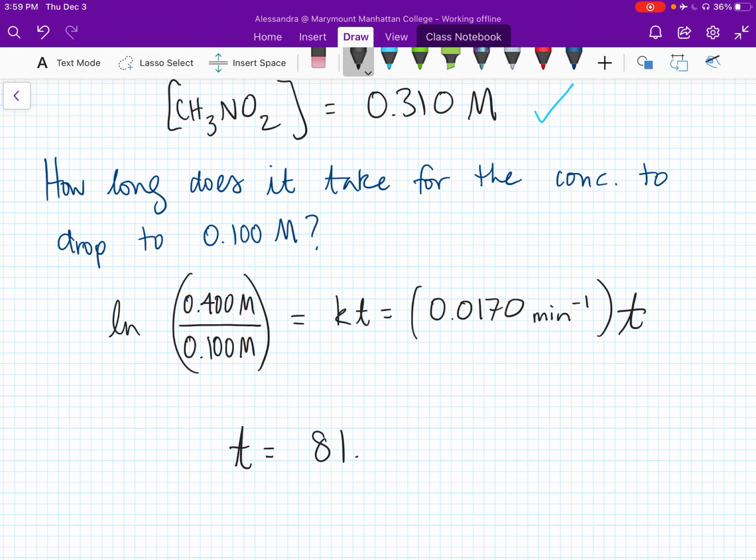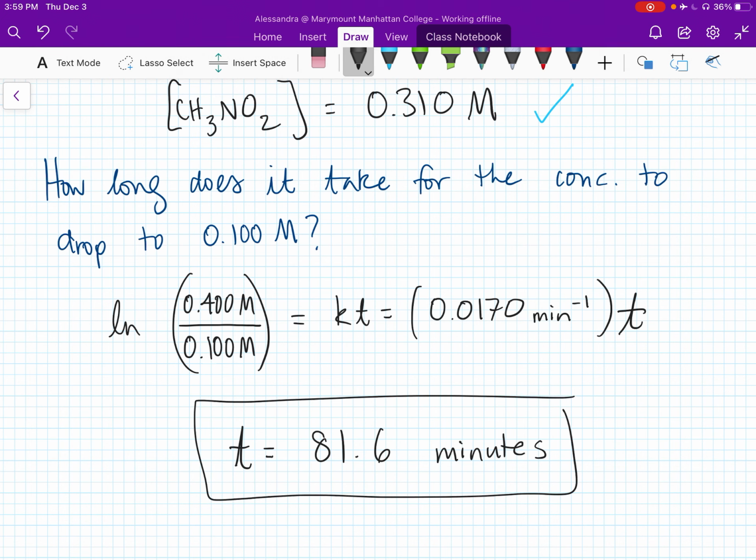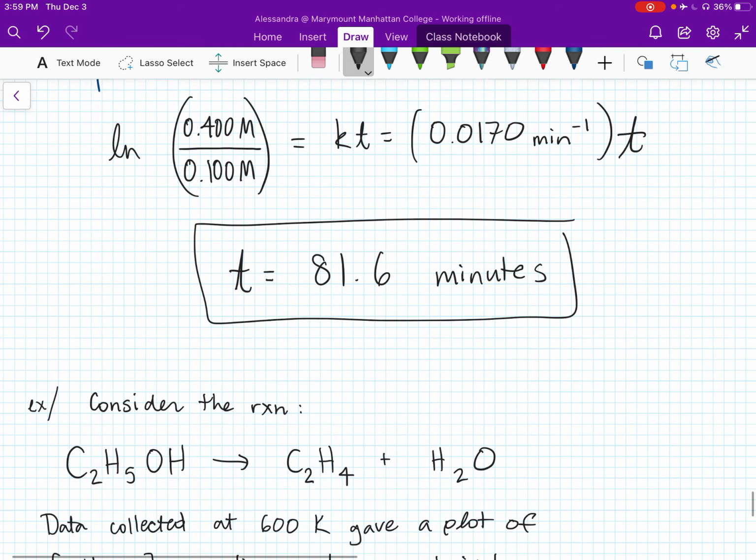t is 81.6 minutes. So that's telling us that it takes 81.6, or I guess I should round it to 82 minutes to match the 15. It takes about 82 minutes for the reactant to drop from 0.4 molar to 0.1 molar. So this is a plausible number. All right. So I suggest that you pause and make sure you understand that problem before we proceed on to the next problem.